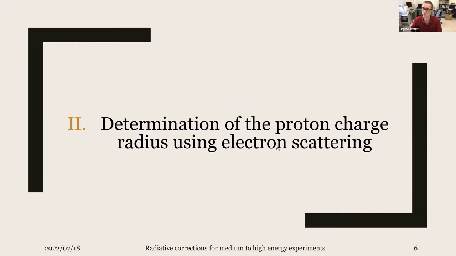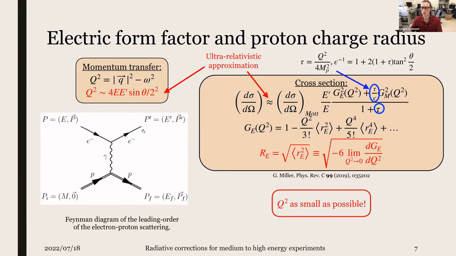So how do we determine the proton charge radius using electron scattering? In the electron-proton scattering interaction, we can define the momentum transfer, Q², that depends on the energy of the incident and scattered electron, as well as the scattering angle. Then we can relate the cross-section of the interaction to the square of the electric and magnetic form factors. And if we express the electric form factor at extremely low Q², we can see this term appear, which is the square of the proton charge radius as defined by Miller. So we get the proton charge radius by measuring the slope of the electric form factor at low Q².